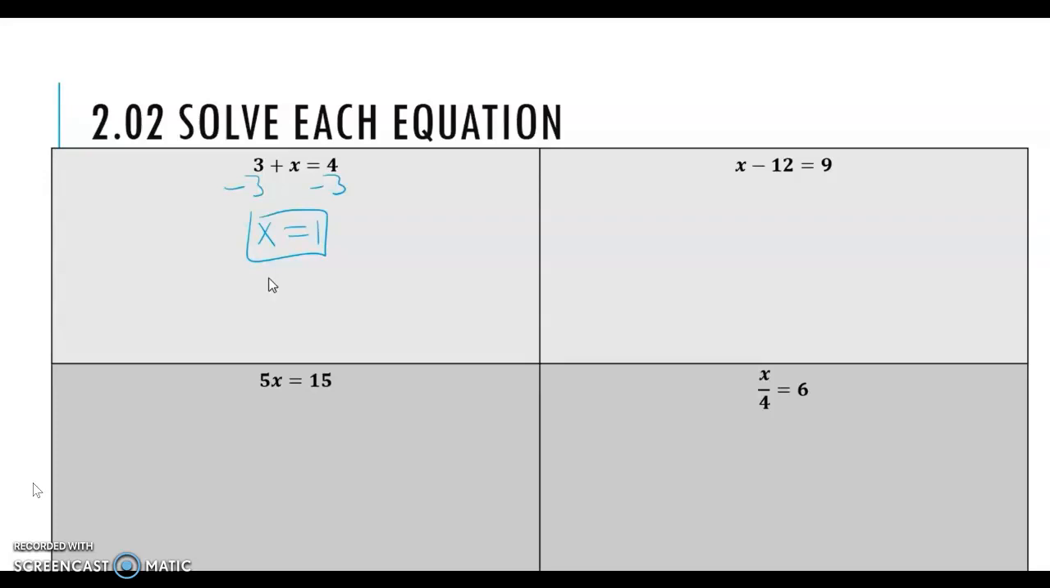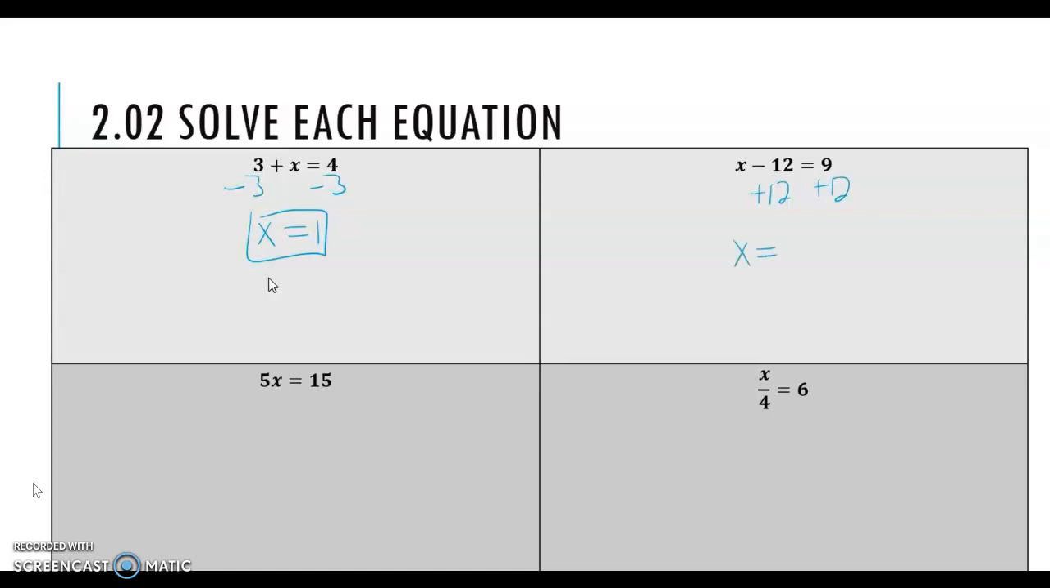All right, our next example, we've got x minus 12 equals 9. Well, I still need to get my x by itself. I notice that I've got a minus 12, so I'm going to do the opposite operation. So if I'm subtracting, the opposite is to add. So I'm going to add 12 to both sides.